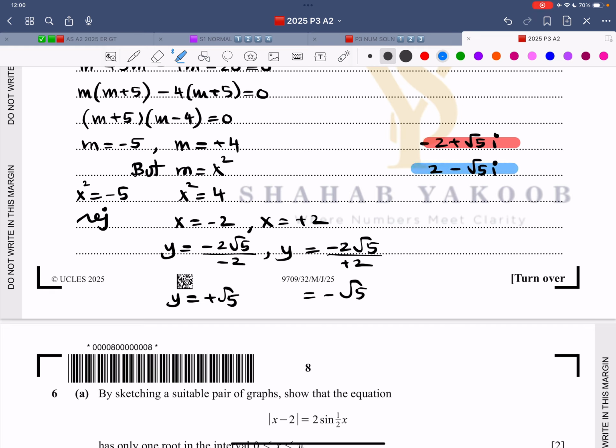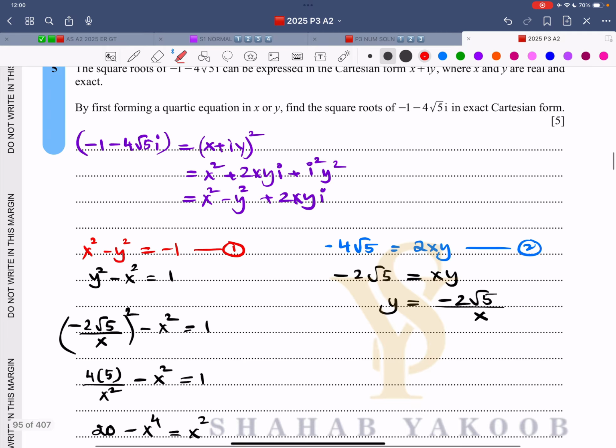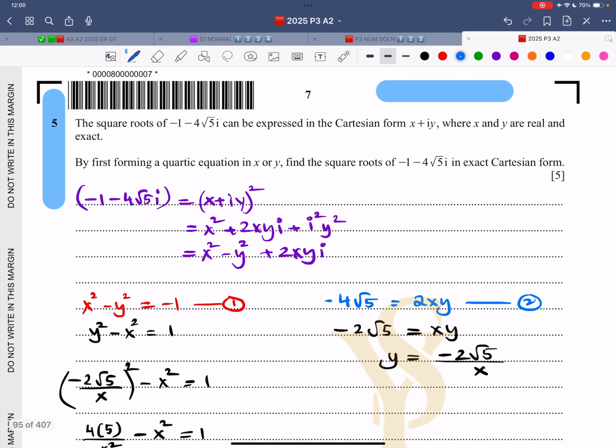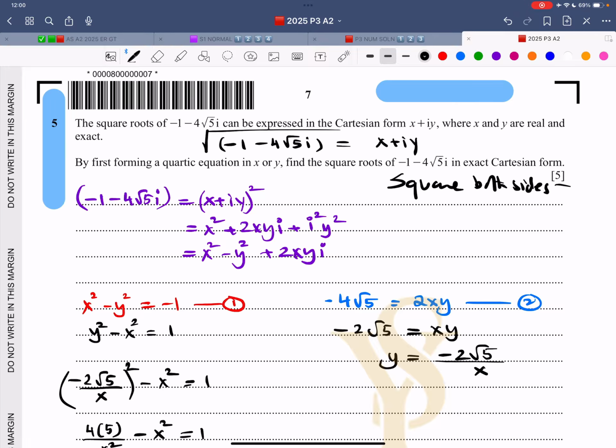Okay, so that means if you want, you can write it like this, plus minus, 2 minus root 5i. If I use the plus sign, that is this answer. If I use the negative sign, that is minus 2 plus root 5i, that is this answer. And the working is still the same. So now we would say the first step, that is this thing, minus 1 minus 4 root 5i. The square root of this complex number is x plus iy. Then you square both sides, and then you can get started right away for 5 marks.